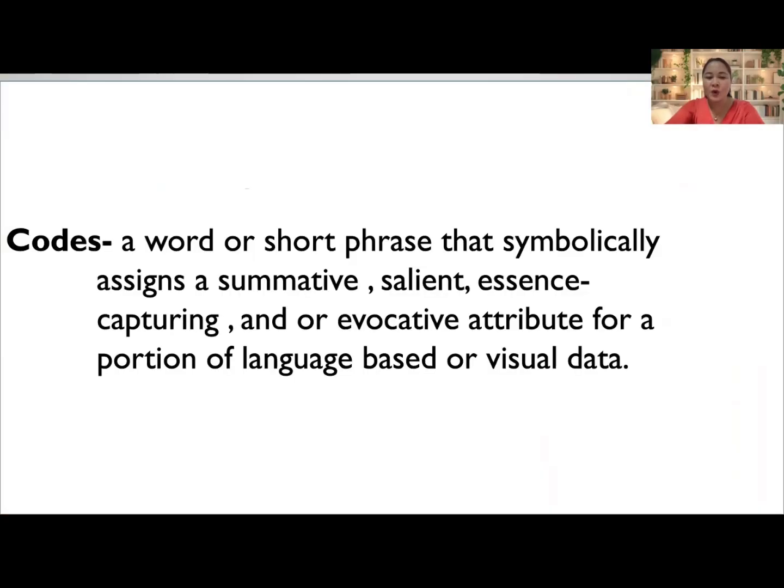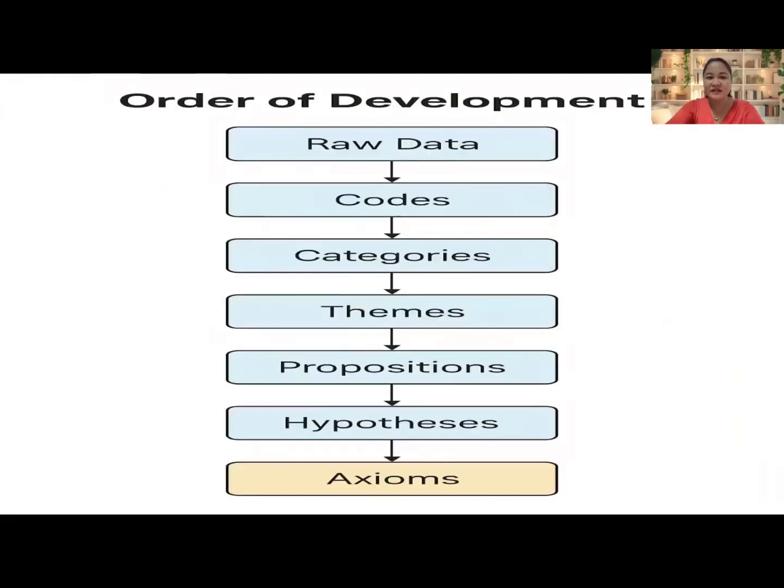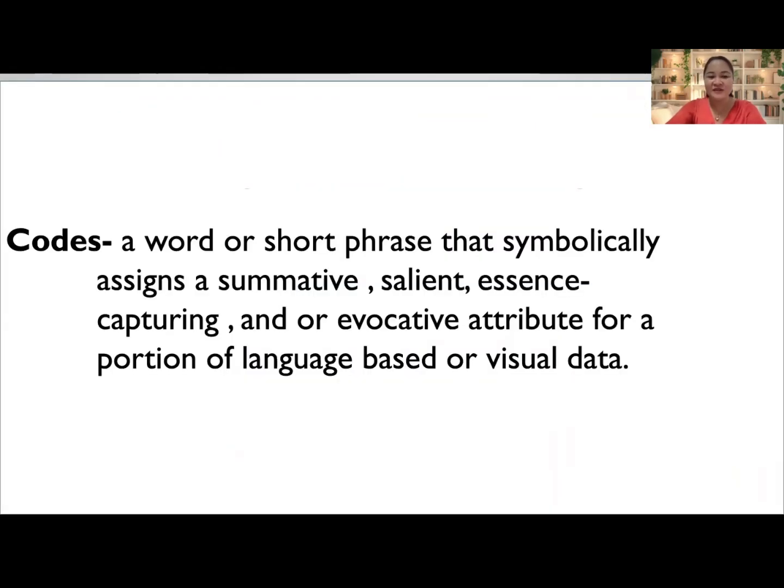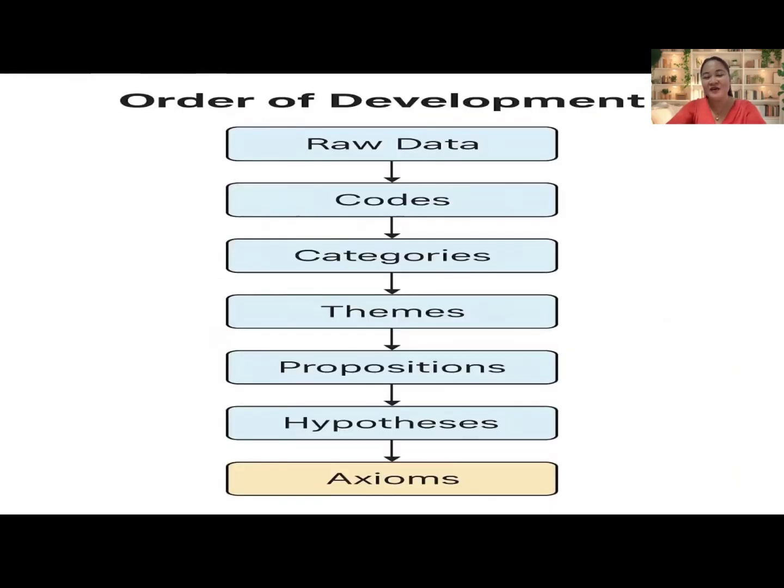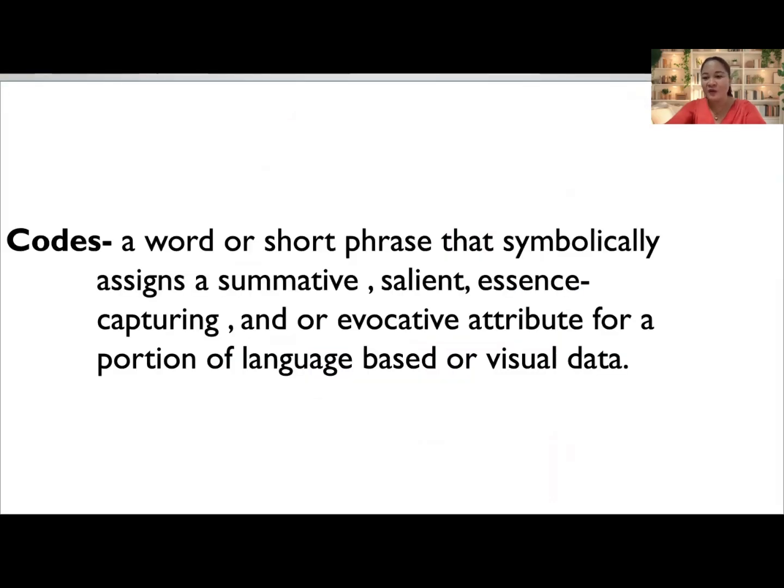Hello everyone! We will continue our review on a very important topic, the first cycle and second cycle coding process in grounded theory and qualitative data analysis. We are going to review codes now, since this is the first step in the order of development of a theory. After the raw data, you're going to perform coding. You're going to perform thematic analysis.